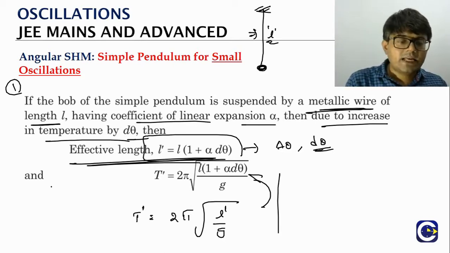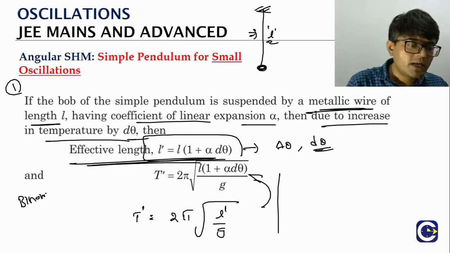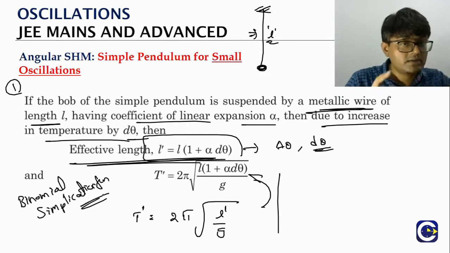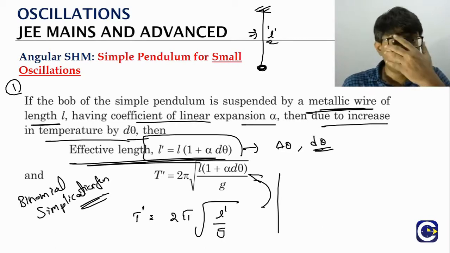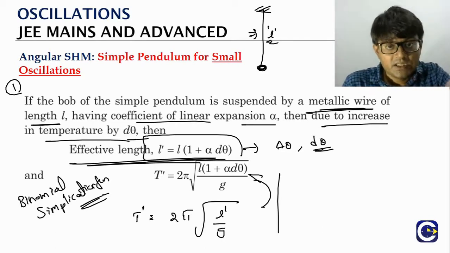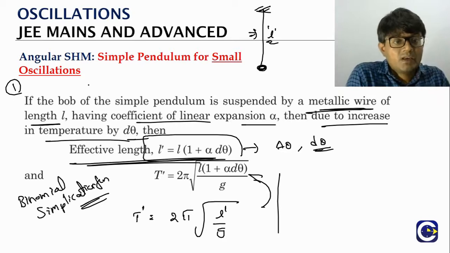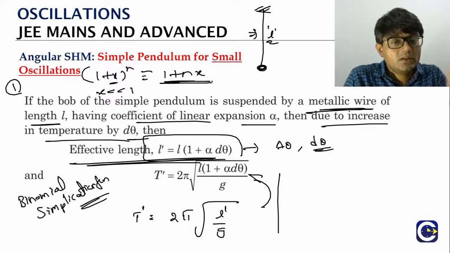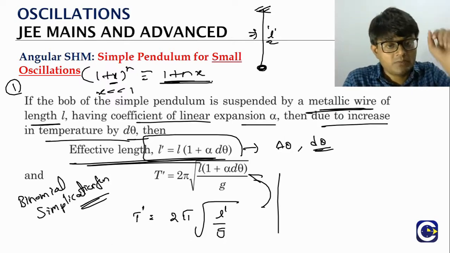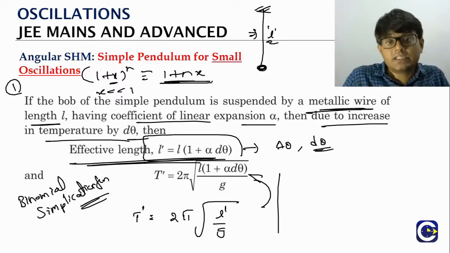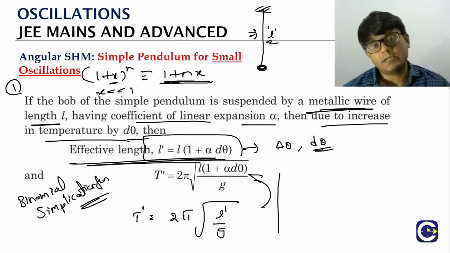Here there is one more thing, which we call the binomial simplification. Just keep this in mind. What is the binomial simplification? We have seen this already in the gravitation chapter, when we talk about the acceleration due to gravity at a height h. If you have (1 + x) whole power n, and x is very small in comparison to 1, the value of this will be approximately equal to 1 + nx. These are the first two terms of the binomial expansion. I am not going into the details of it. You can check this in our basic math video, and also in the gravitation chapter.